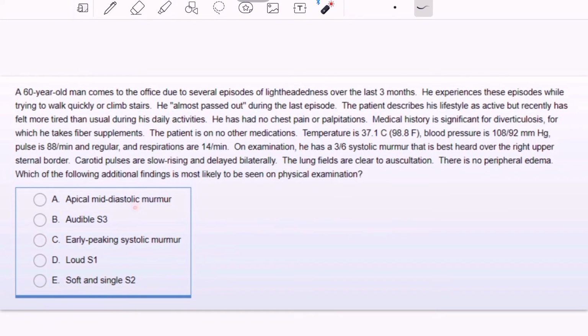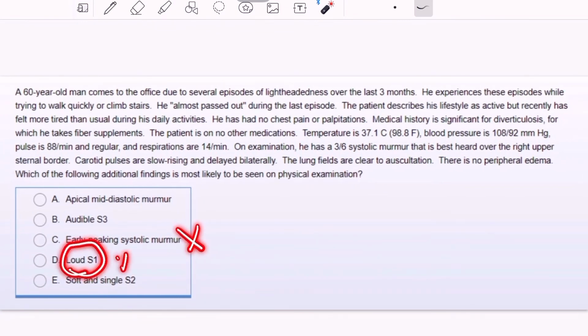Apical mid-diastolic murmur, no. In aortic stenosis, you don't find a diastolic murmur. Audible S3, no, because audible S3 is heard with aortic regurgitation, mitral regurgitation, and heart failure. Early peaking systolic murmur, no. So early peaking systolic murmur is heard in those patients that have mild or moderate aortic stenosis and not severe. But since this patient is experiencing syncopal attacks and he has become symptomatic, that means that he has severe aortic stenosis, so we will cross that out as well.